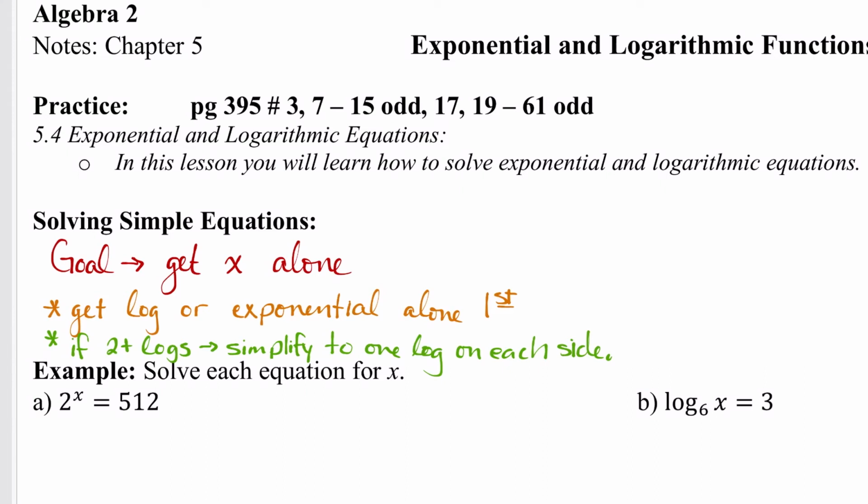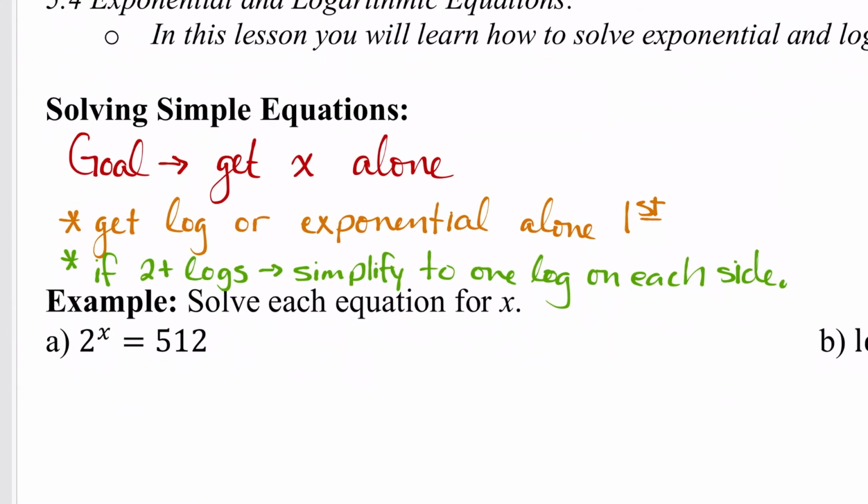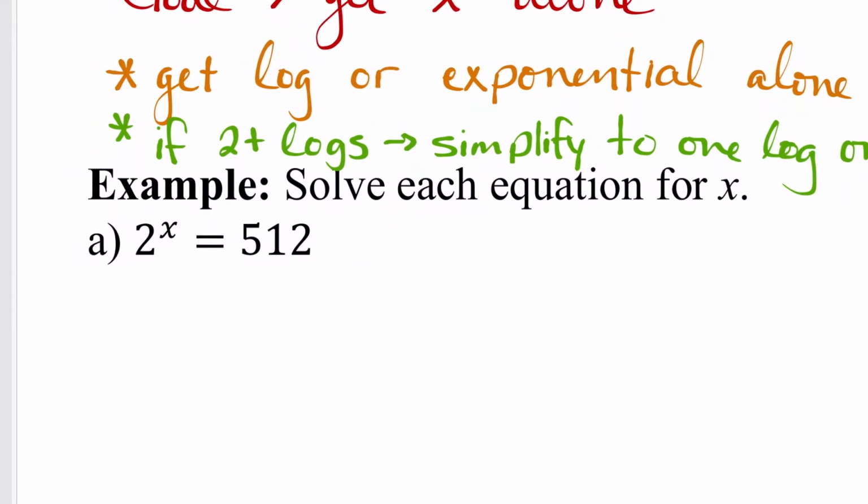We are looking at exponential and logarithmic equations and solving them. Whenever we're solving any equation, one of our main goals is to get our x value alone. In order to do this, we need to get the exponential part or the logarithmic part alone first. If we have more than one log, that's when it can be a little bit tricky, and we want to simplify everything to one log on each side and use the one-to-one function property. So then here we already have our base with the exponent alone.